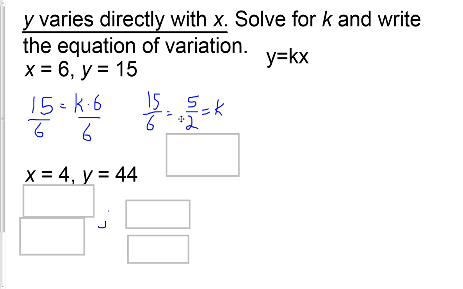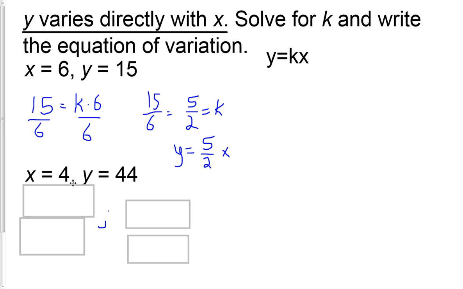K you want to be simplified. Just don't rewrite 15 over 6. If you have a calculator, you can type it in and use your fraction button, and it will simplify for you. And then we need to write the equation. So y equals 5 over 2 times x.